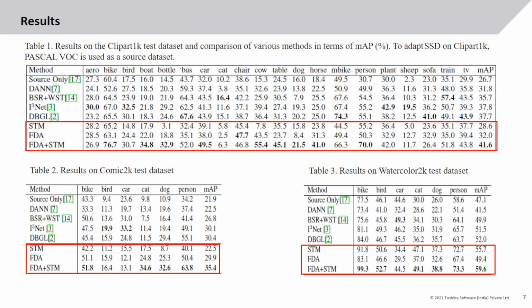For our experiment, we have used Pascal VOC as a source dataset, and it can be seen that on the clipart dataset we have outperformed the state-of-the-art method. Earlier the best mAP was 37.8. However, with our method we get the best mAP of 41.6. Similarly, for the Comic2k dataset also we have outperformed the state-of-the-art methods by a significant margin, and similarly on the watercolor dataset also.